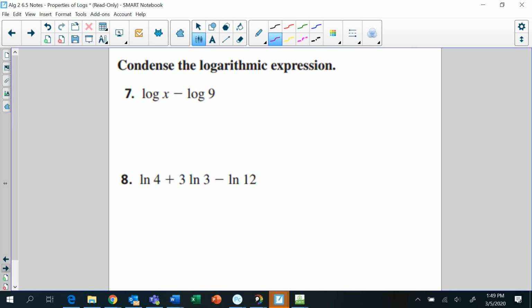All right, condense. So here are 2 condensing practice questions. I see subtraction. Subtraction, when I condense it, turns into division. Should I make a mistake, you guys tell me. Not yet, we're not ready for that yet. That's correct. Good job. We have log x over 9. Wait a minute, maybe he made a mistake. I'm just thinking about how to solve it.